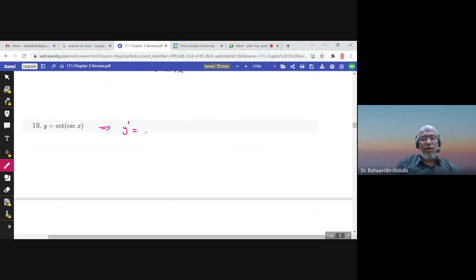Derivative of cotan is negative cosecant square times derivative of cosecant, which is negative cosecant cotan. So this would be the answer. Only the minus you can multiply with the minus and make it positive, but the other functions remain the same.